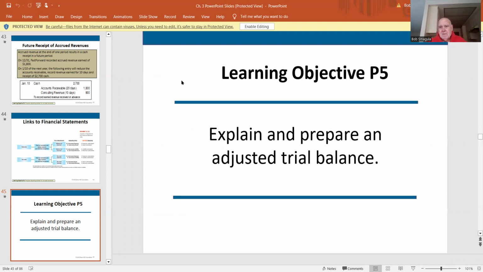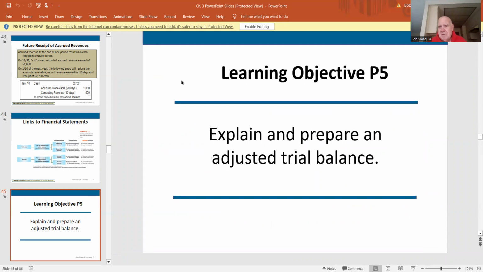Okay. That's the tough part of this chapter. But once you master the adjusting entries, you feel comfortable with them. It's a nice step forward, believe me. Explain and prepare an adjusted trial balance.